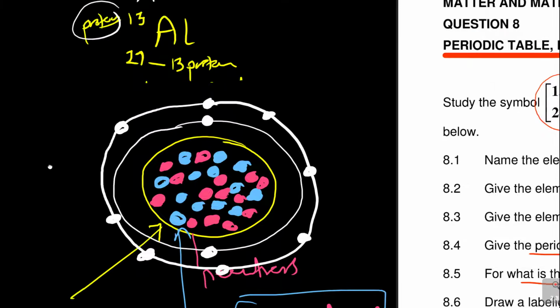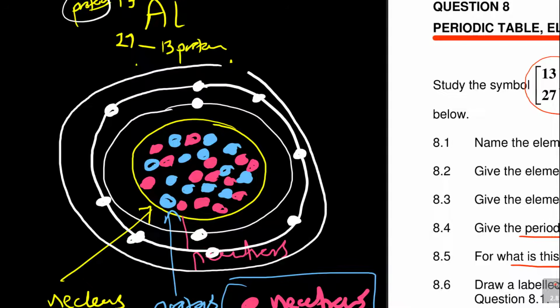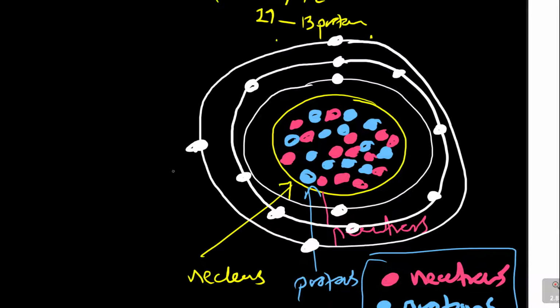Remember I need 13, so you have another ring again. The next ring also takes how many? It's supposed to take 8, but you count: 2 plus 8, 10, 11, 12, and 13. That's it. And then you label it and say this is what? This is electrons.